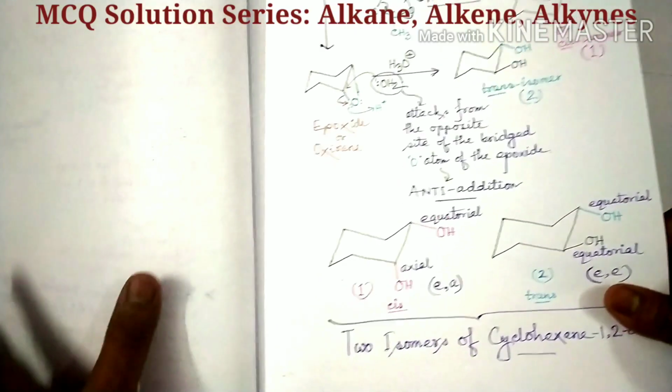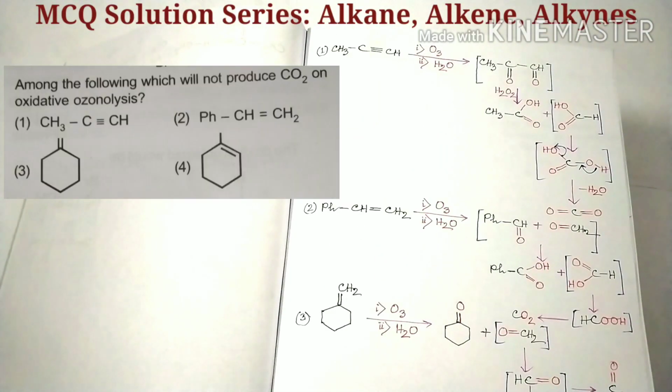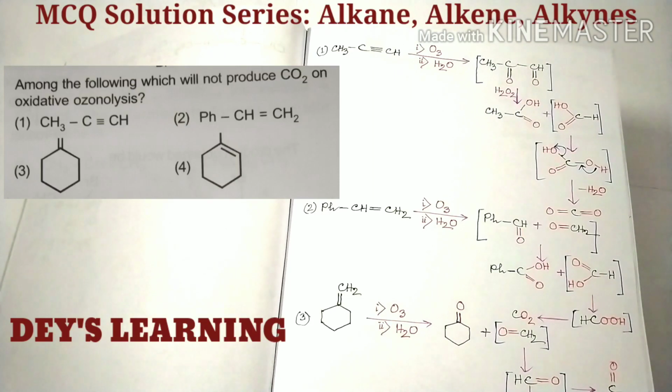moving to the next problem. In the next problem, the question is, which compound will not produce carbon dioxide on oxidative ozonolysis. Now the question is oxidative ozonolysis. In the first compound, this is an alkyne and a terminal alkyne definitely. When this terminal alkyne is treated with ozone gas, these two 1,2-diol are obtained by cleaving the two pi bonds over there.